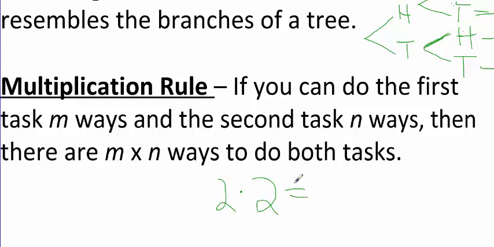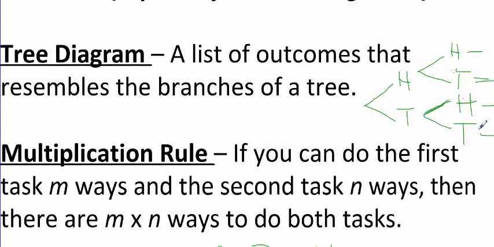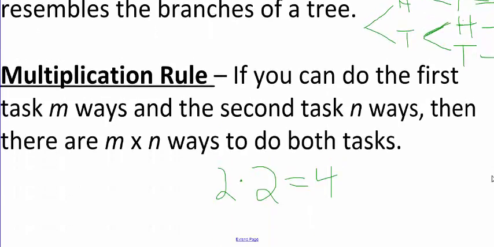So 2 times 2 is 4. You should have 4 possible outcomes in your sample space, which is what we saw on the previous slide and what we saw when we did our tree diagram up here. There are 4 possible outcomes in your sample space.